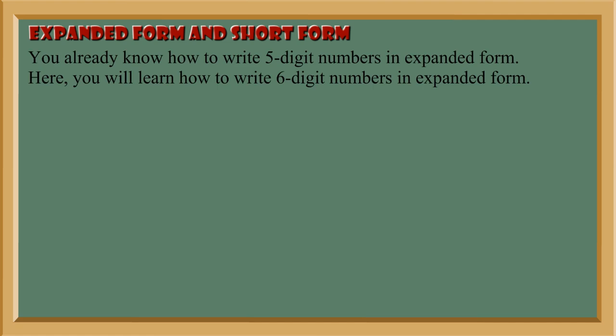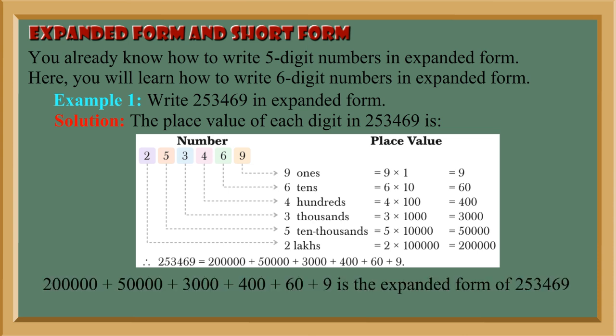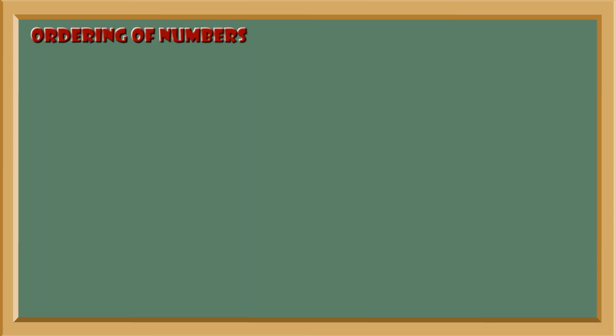You already know how to write 5-digit numbers in expanded form. Here you will learn how to write 6-digit numbers in expanded form. Example, write 253469 in expanded form. The place value of each digit in 253469 is equal to 2 lakh plus 50,000 plus 3,000 plus 400 plus 60 plus 9 is the expanded form of 253469.